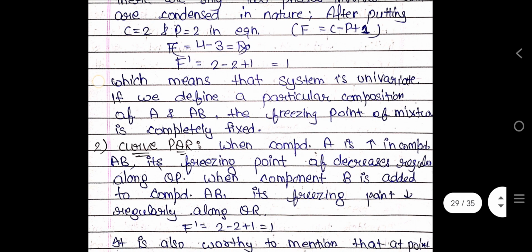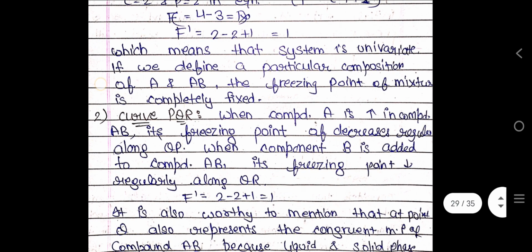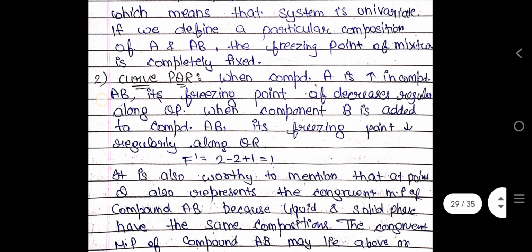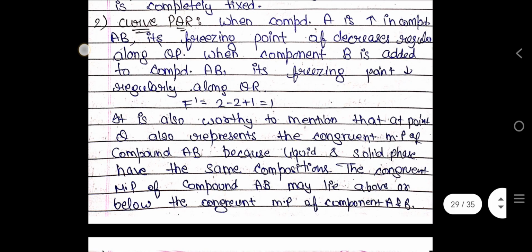Curves OP and RS: the points O and S represent the freezing points of the pure compounds A and B. When compound AB is added to component A, its freezing point decreases regularly along OP. When component AB is added to B, its freezing point decreases along SR. We can say that curves OP and SR represent the temperature conditions at which solid A and B are in equilibrium with the liquid mixture.